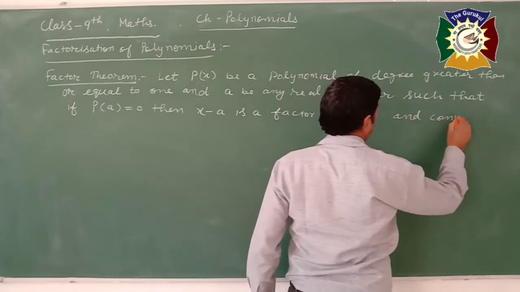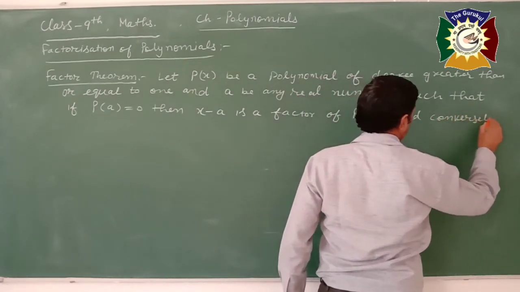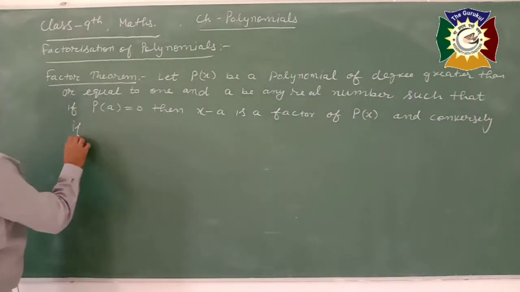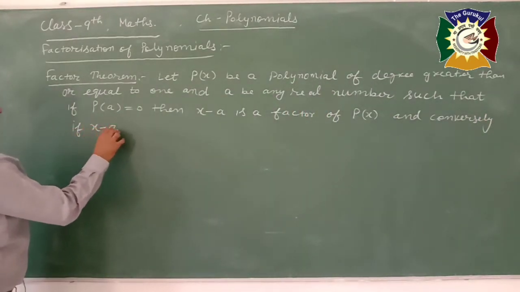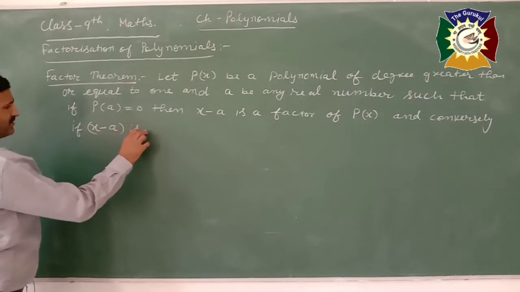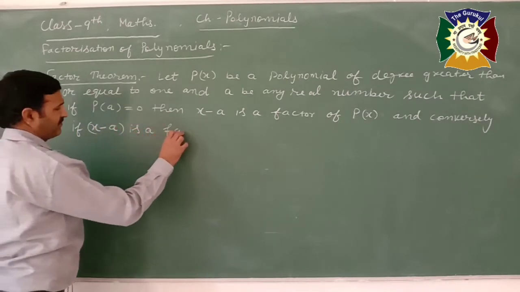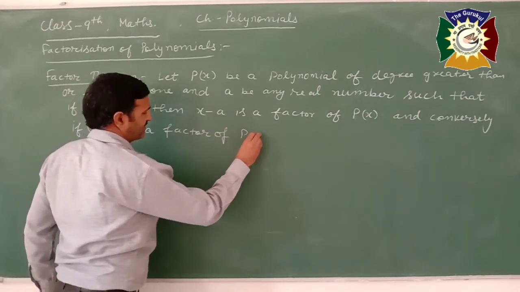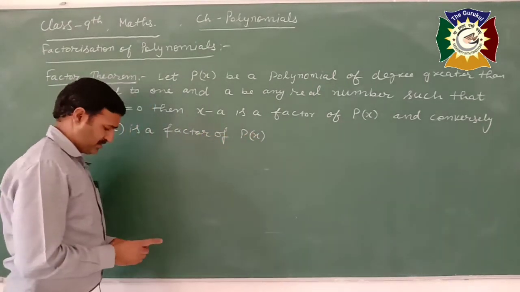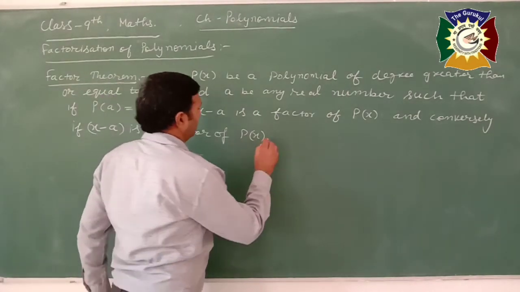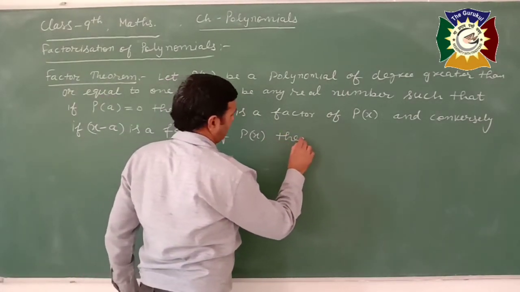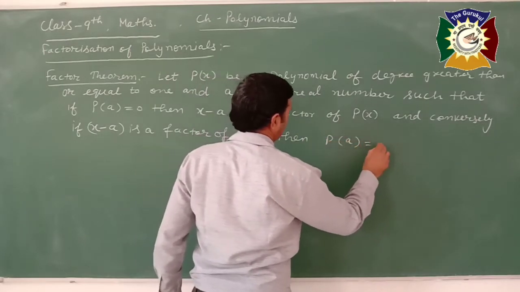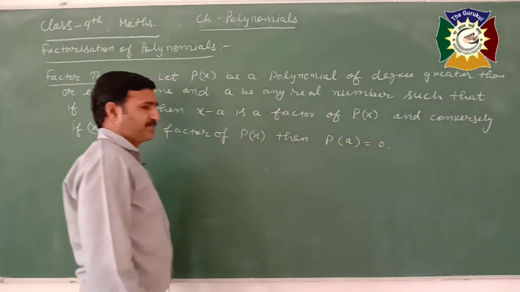conversely, if x minus a is a factor of p of x polynomial, then p of a is 0.